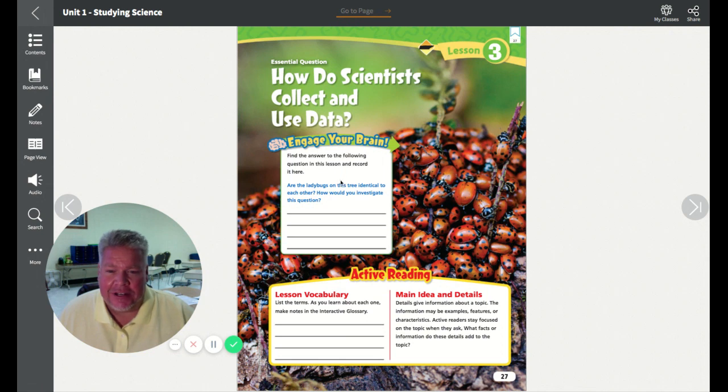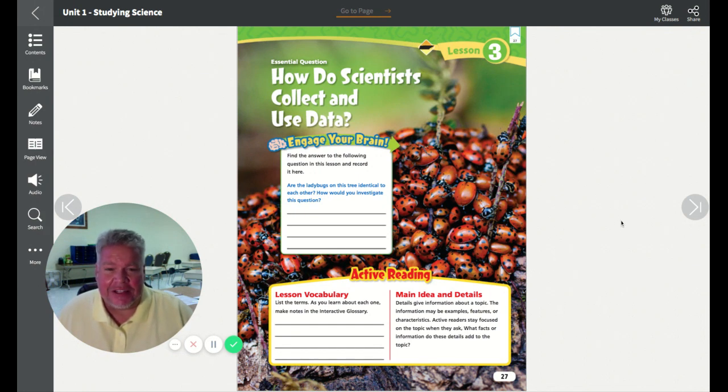And here's a question. Are the ladybugs on this tree identical to each other? Are they all the same? How would you investigate? Well, you're going to have to look closely at them, aren't you? Ladybugs are tiny, so you might need some special tools to look at a ladybug to see if it looks like another ladybug. So we're going to learn about some tools scientists use during this lesson too.